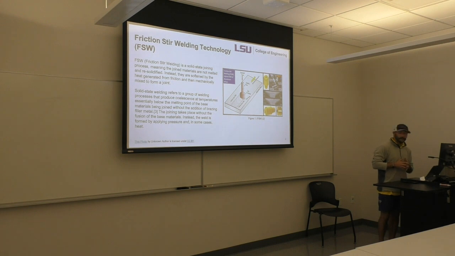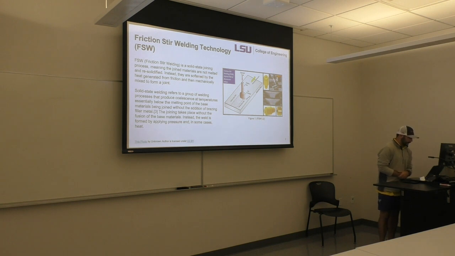Friction stir welding, known as FSW, is a solid state joining process, meaning that the joined materials are not melted and re-solidified. Instead, they are softened by heat generated from friction and then mechanically mixed to form a joint. Solid state welding refers to a group of welding processes that produce joints at temperatures below the melting point of the base materials, without the addition of brazing filler metals, unlike fusion welding.